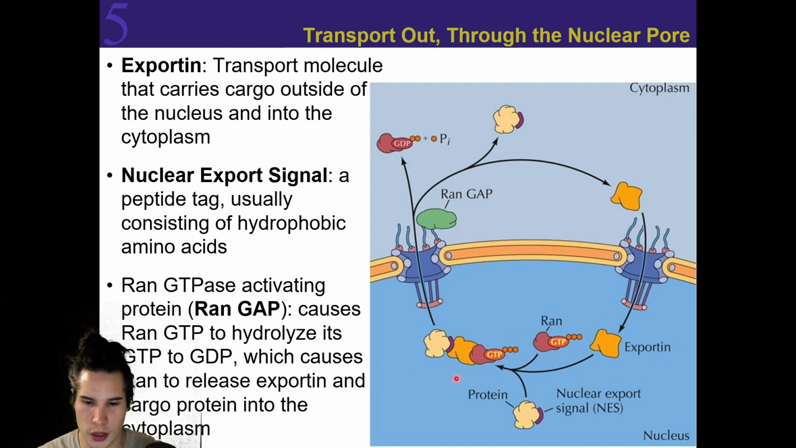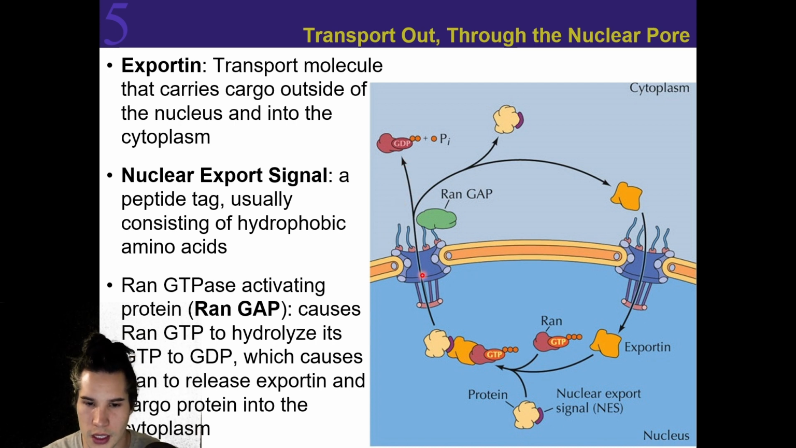Now you have this trio, or you could say quad. You have the GTP, you have the RAN, you have the exportin, and then you have the cargo protein with the nuclear export signal. All of that can now be transported out of the nucleus. They can bypass the filtration process, you could say the filters of those nuclear pores, and they're brought out of the nucleus into the cytoplasm.